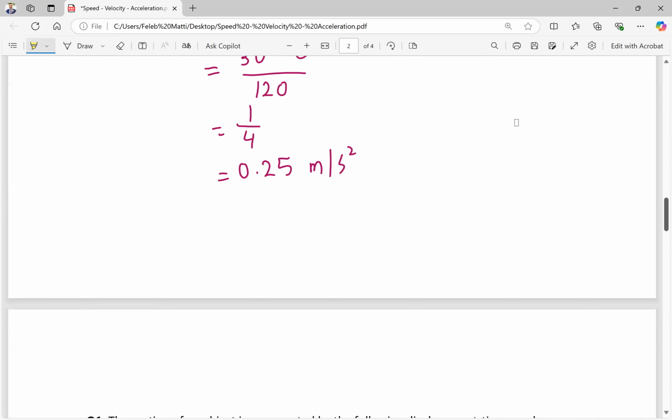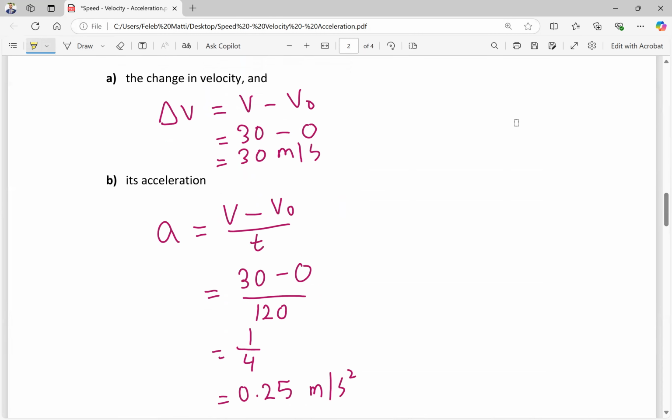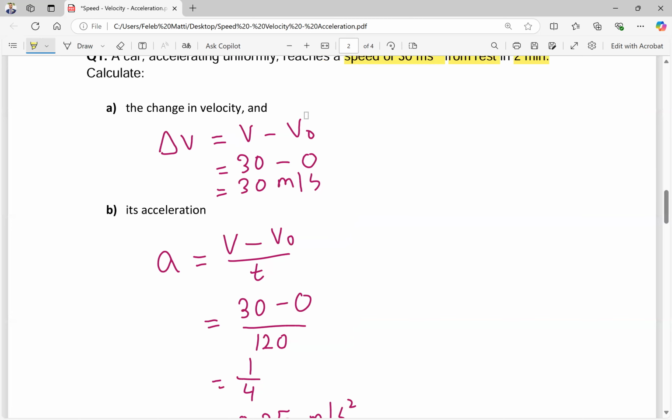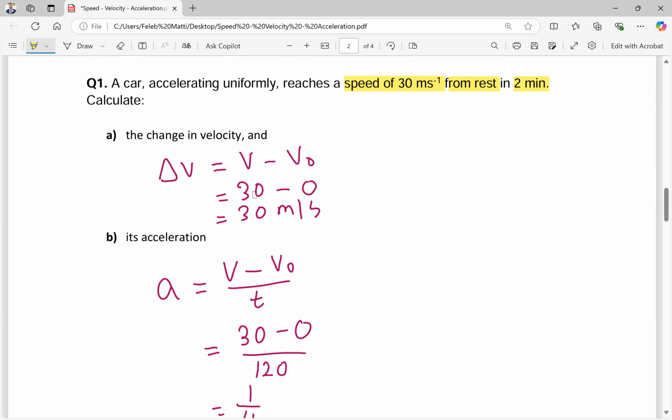Okay, let's find the value of the change in velocity. So the change in velocity equals V minus V naught. So the final velocity is equal to 30 minus the initial velocity, which is 0 from rest. That means the initial velocity is 0 from rest. And therefore, the change in velocity is equal to 30 meters per second. So please remember, change in velocity equals final velocity minus initial velocity.